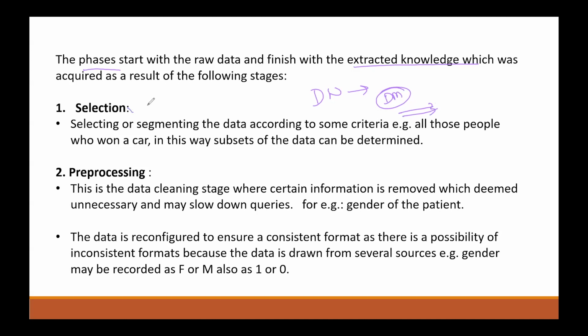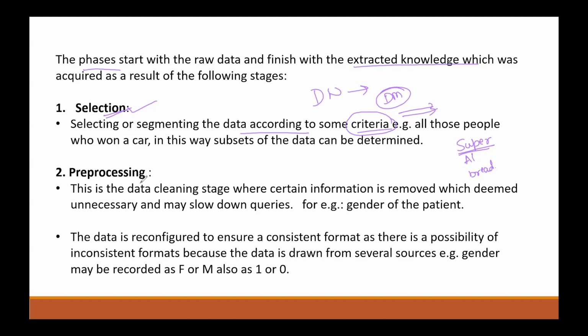Okay. First is selection. What is selection? Selection or segmentation of the data according to some criteria. This is important, okay? For example, all those people who want a car; in this way, a subset of the data can be determined. So certain criteria we are going to apply. In the supermarket example we spoke about, I will categorize all the persons who bought bread. So that will become a criterion. Similarly, certain criteria will be used for selection of the data.